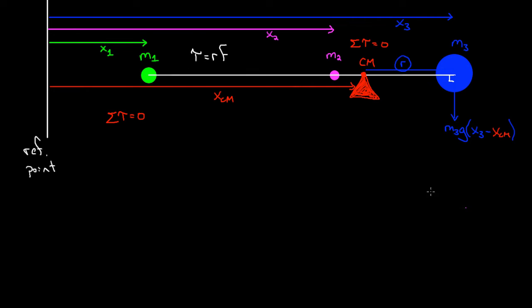And I do this for each mass. So this mass would also have a torque that would be m2 times g times x2 minus the center of mass. Now you might object: wait a minute, the center of mass is farther from this random reference point than x2 is. So I'm going to get a negative number here. x center of mass is bigger than x2. But that's good, because this mass 2 is going to be rotating counterclockwise, so this torque should be negative when I plug it in and add them all up.